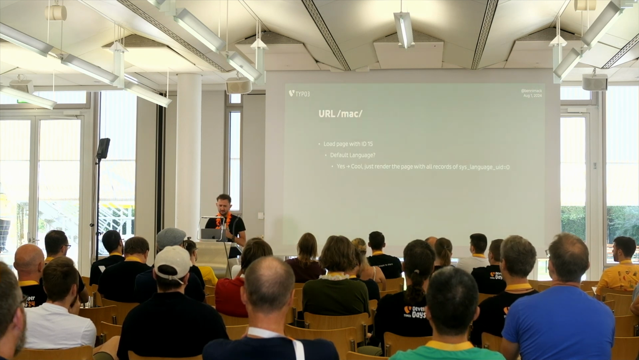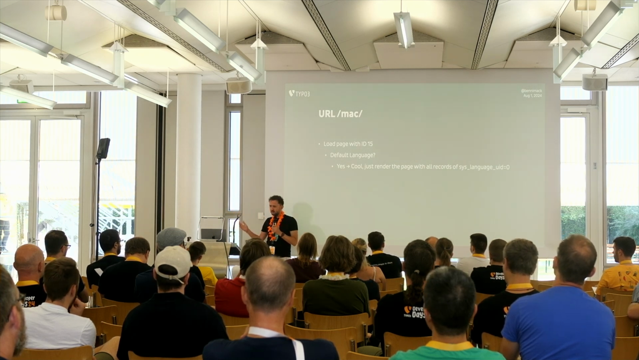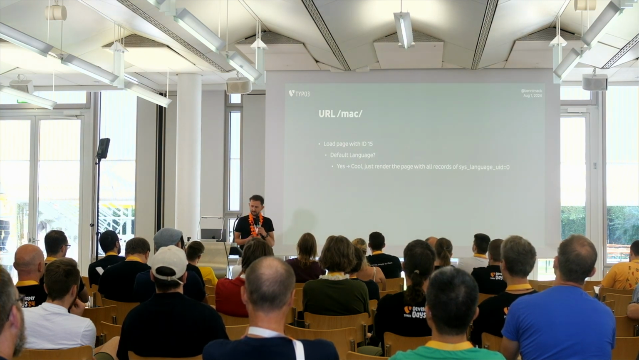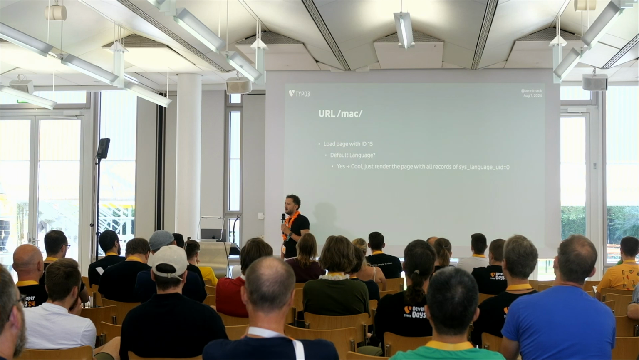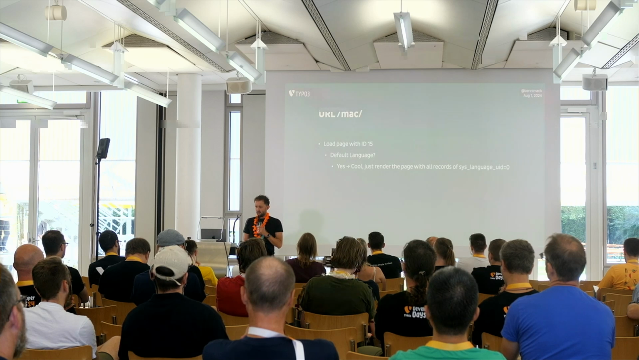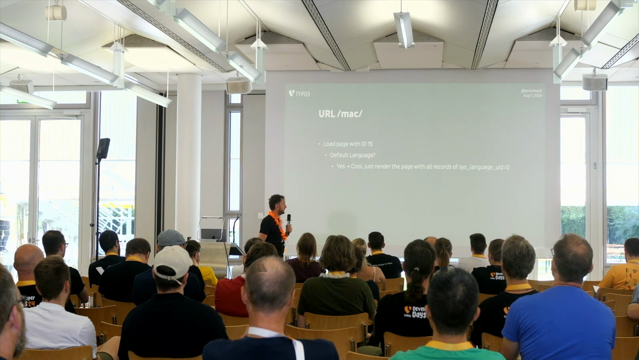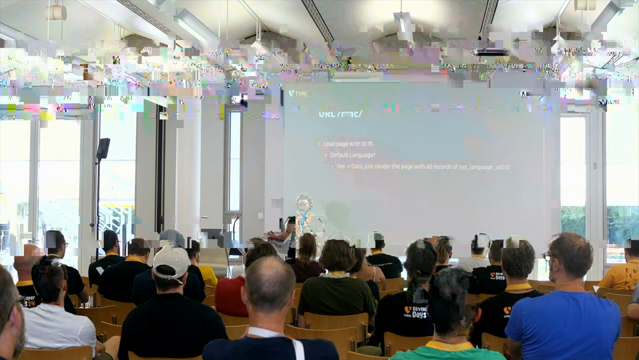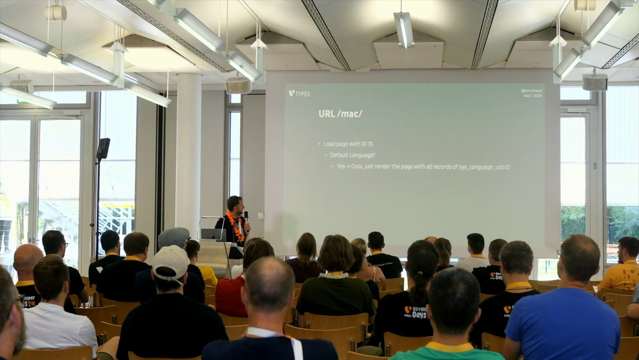So what happens if we call the URL /Mac? Some magic in some middleware finds out that /Mac is actually the page with the ID 15 in the default language. And because there's no prefix for the language or separate domain, we just say, cool, we'll just render this page, everything that's 15. Because there's no prefix, we have just records, tt_content, whatever we have, with language UID equals 0. That's the best and easiest way.